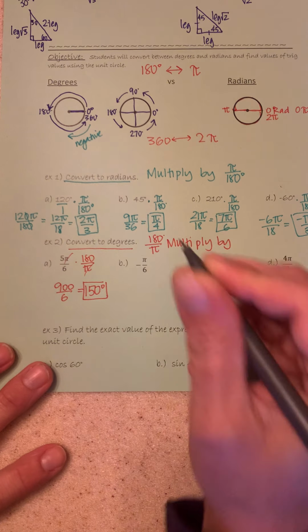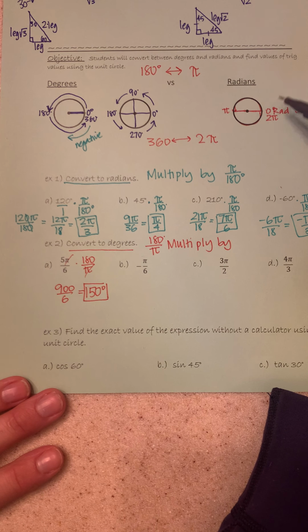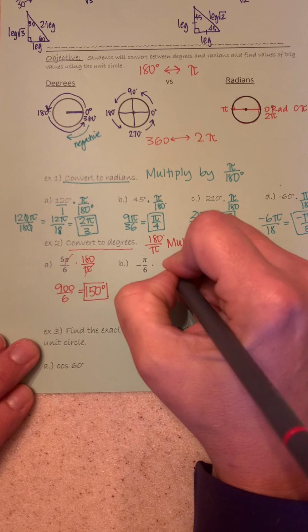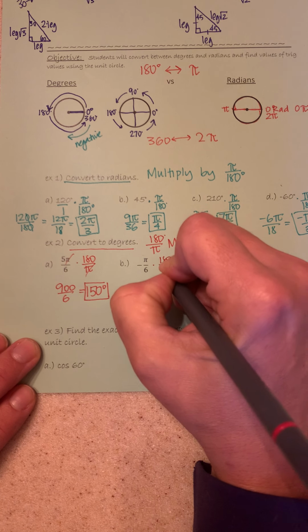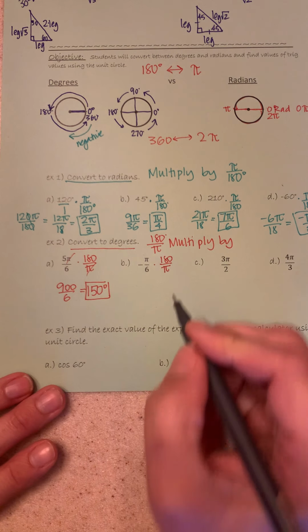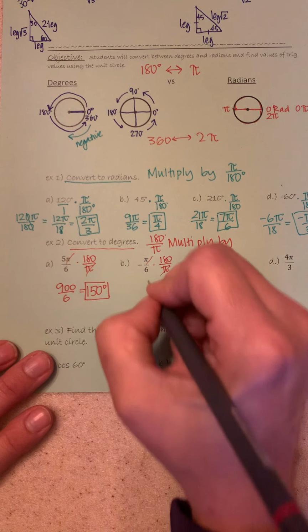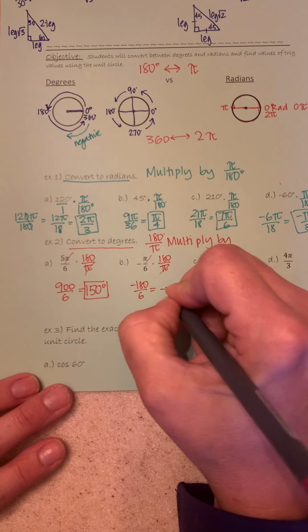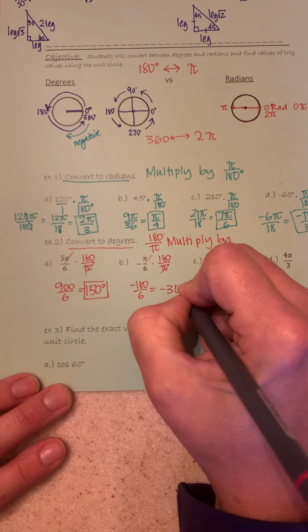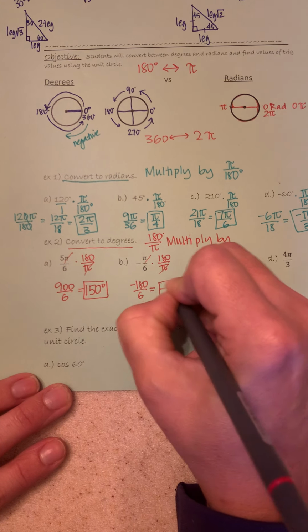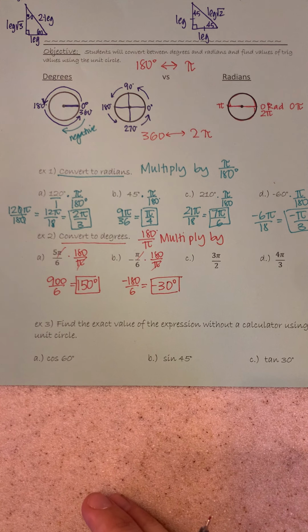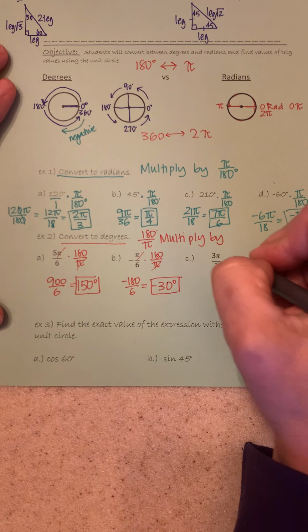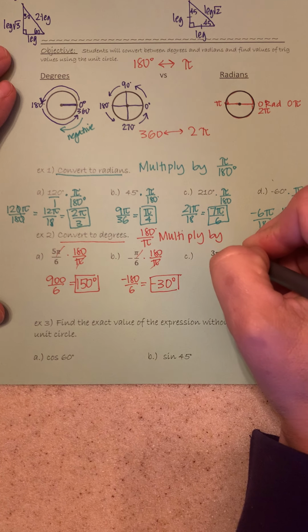So now again, I have a negative angle. That just means I would be going clockwise instead of counterclockwise around my circle. So I multiply by 180 over pi. The pi's cancel. I have negative 180 over 6. And so that's going to be a negative 30, right? So the conversion's not so bad. We're just making sure that we're switching it back over to degrees.